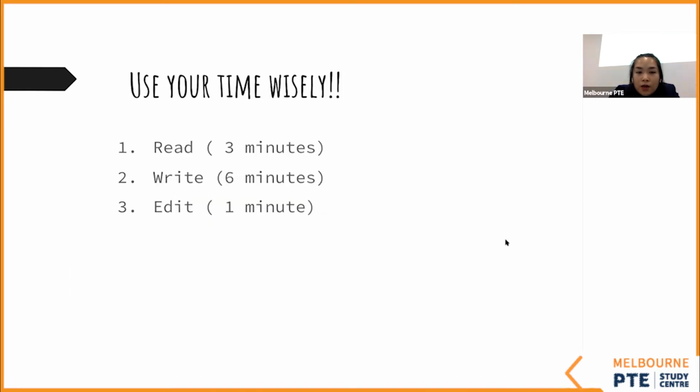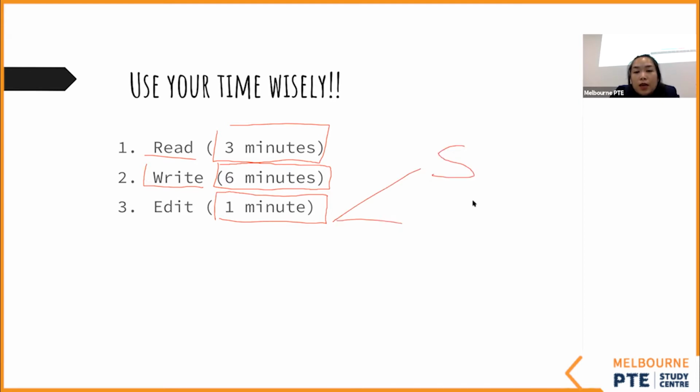10 minutes for one question. This is how you need to plan your time. Read, maximum 3 minutes to read the paragraph. Write, maximum 6 minutes to write your summary. And try your best to spare at least 1 minute at the end to check your grammar and spelling. Spelling and grammar.